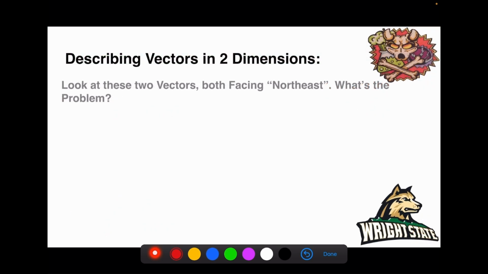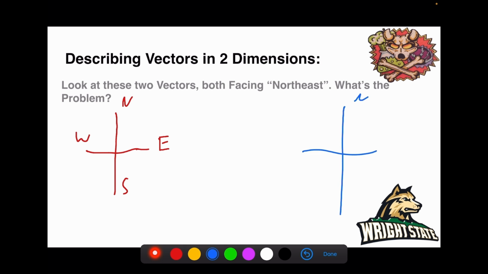Okay, so let's say I've got two vectors here. I've got this one, north, east, south, west, and I've got this one, north, east, south, west. Okay, and I've got a vector that is like this here. This angle is 23 degrees, which means that this angle is 67 degrees.